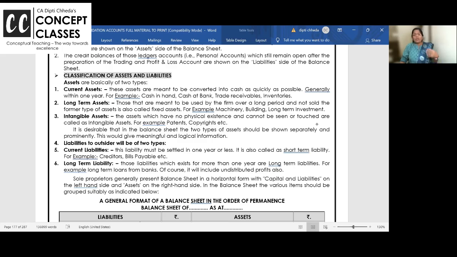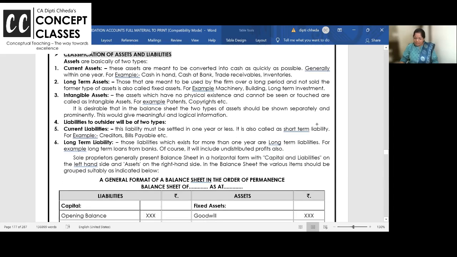Intangible assets cannot be seen. Like if you buy a branded software Tally for your business, it comes for 30,000-40,000. But it comes in a DVD and nowadays a pen drive. So you can't see it, but then it's an asset, right? Liabilities to outsiders: your current liability, that is your creditors, your payment to your employees, and long-term liability. Can you take a long-term loan from the bank for 10 years, 15 years, like that?